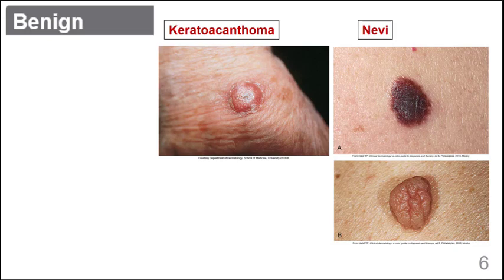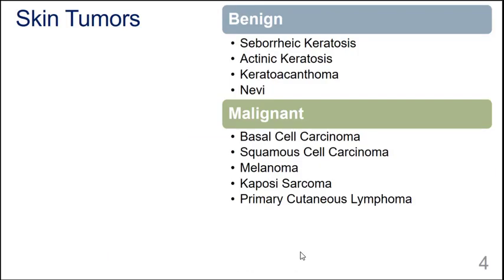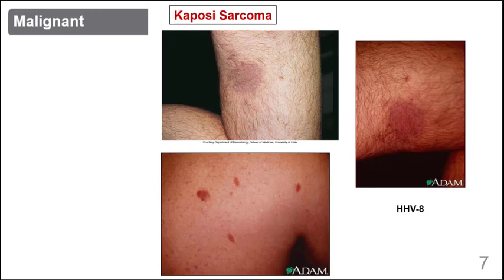So let's see what we've had a look at so far. We've talked about SEPK, actinic keratosis, keratoacanthoma, and nevi, and now we're going to talk about some different malignancies, and we're going to start by looking at Kaposi sarcoma. Kaposi sarcoma is malignant. It is a vascular malignancy that's associated with immunodeficient states such as AIDS.